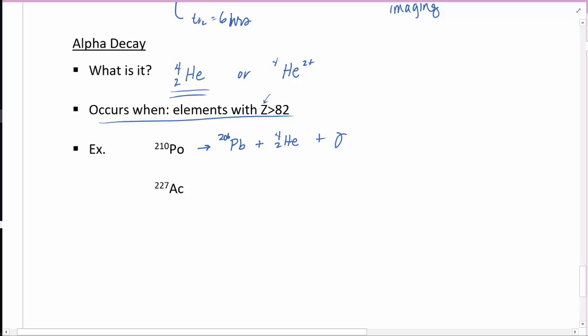Or actinium-227 might break down into francium-223 by releasing an alpha particle. So those are some things to know.